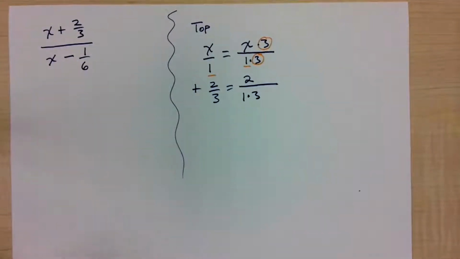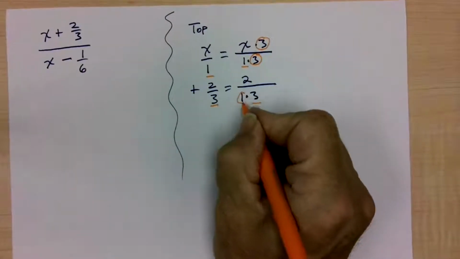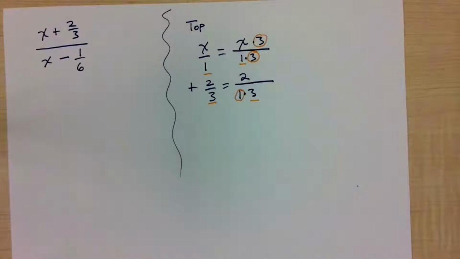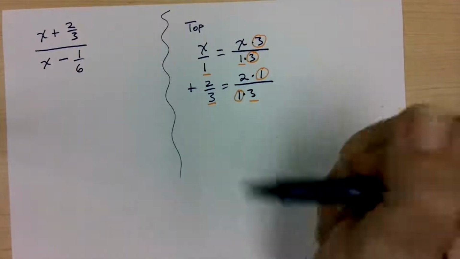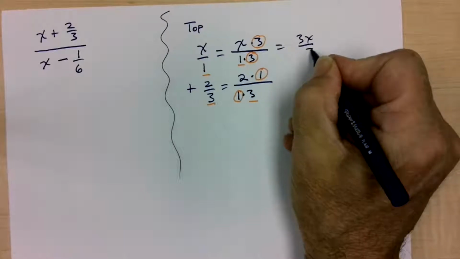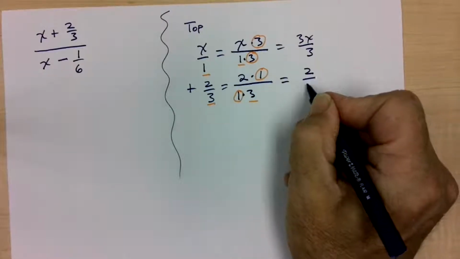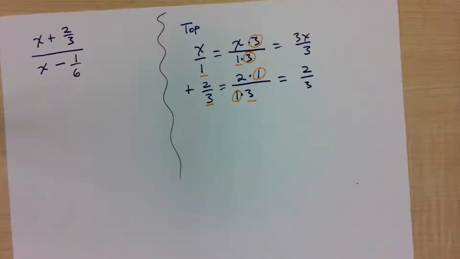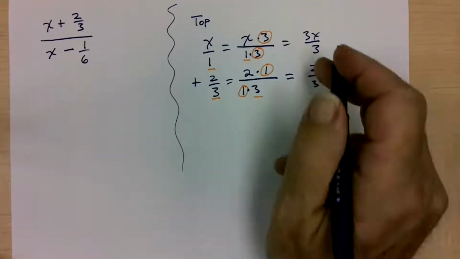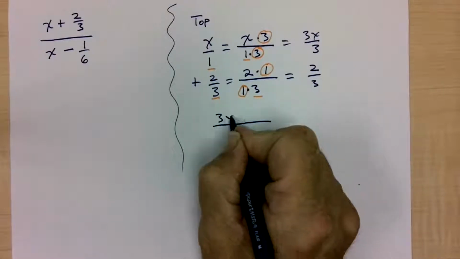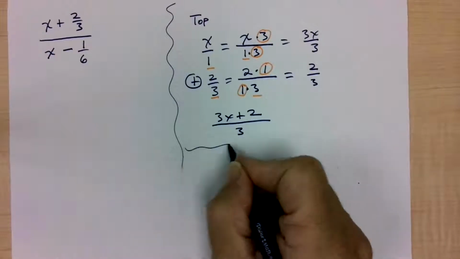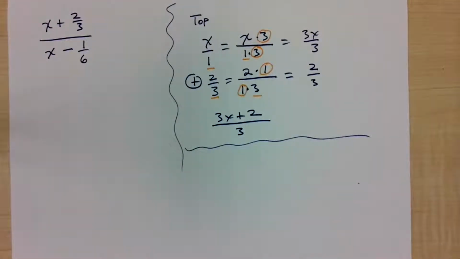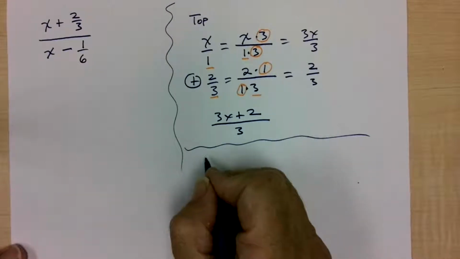Next up, 3 was there before. 1 is new. Multiply the top by 1. And we have x times 3, or 3x upstairs, over 1 times 3 is 3. 2 times 1 is 2 over 3. So now we can go ahead and write this as a single fraction. Common denominator is 3. 3x, the sign here is plus, 2 over 3. That is the top.